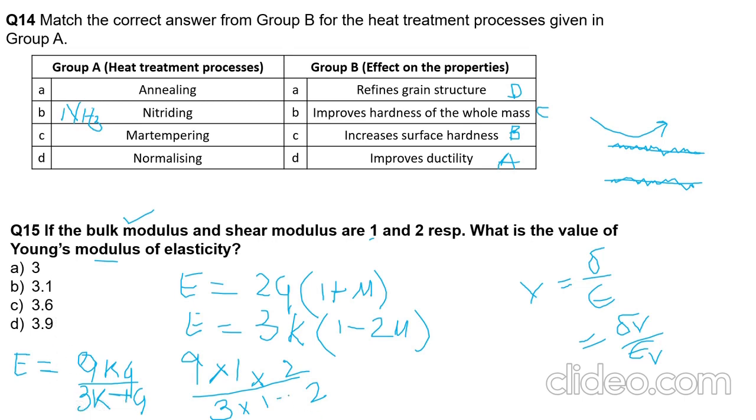So what is the answer? Just put the values. This will be 18 over 3 times 1 plus 2, that is 5. 18 by 5, and that is equal to, so what is the right answer? 3.6. Okay, 3.6 is your answer then.